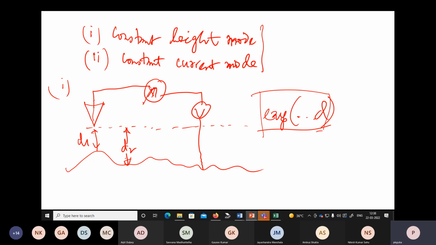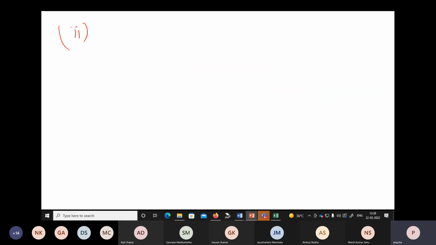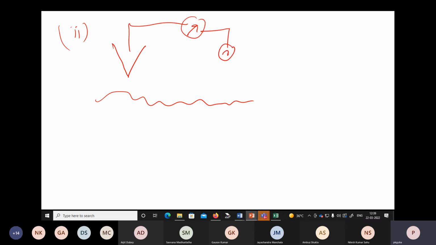Now, this is constant height mode. What about constant current mode? In constant height mode, what you are ultimately getting is different currents, and from those different currents you are basically replicating the surface of the nanostructure. Similarly, in constant current mode, you again have this nanomaterial surface, you have this tip, you have this current measuring equipment, and you have this voltage source and so on.